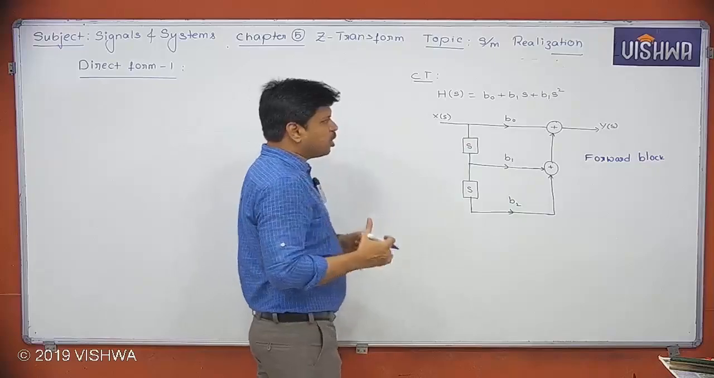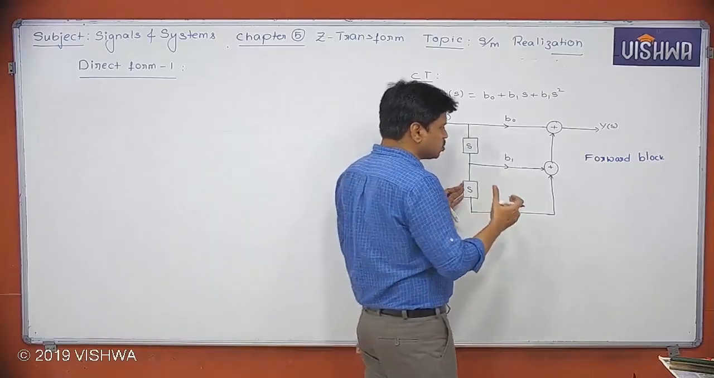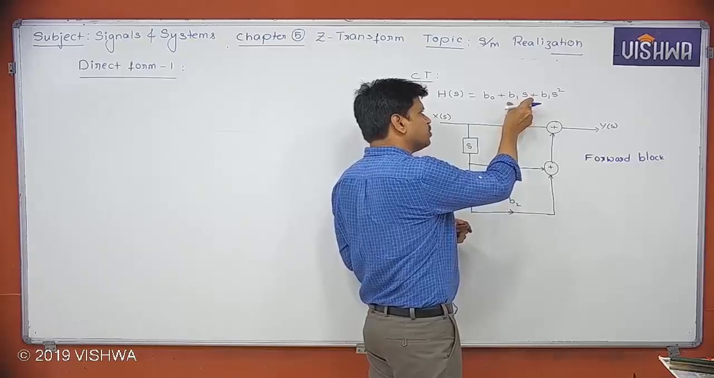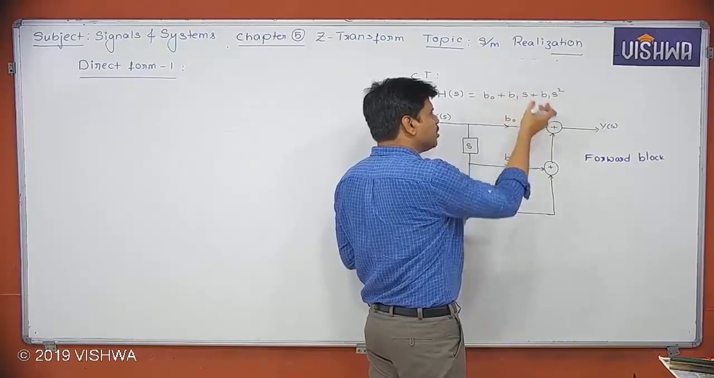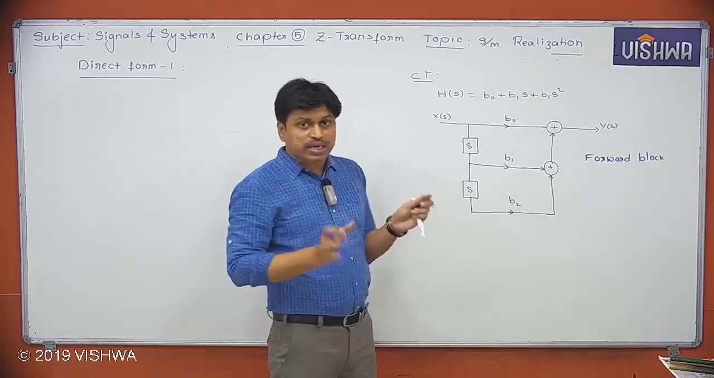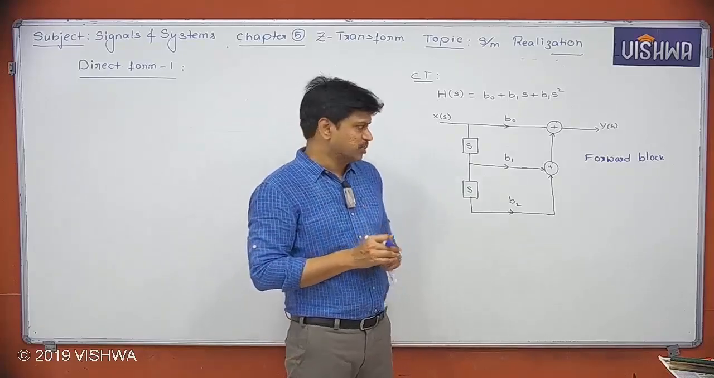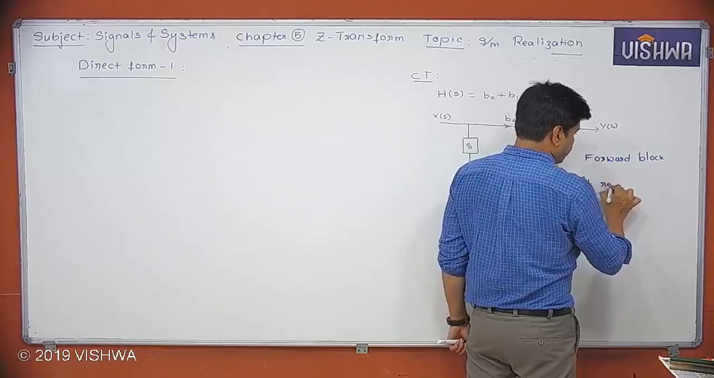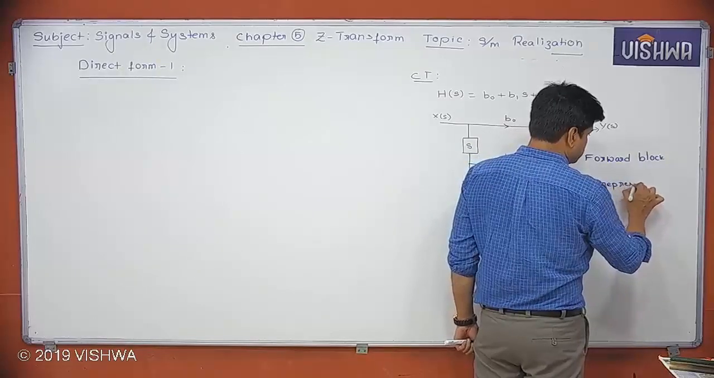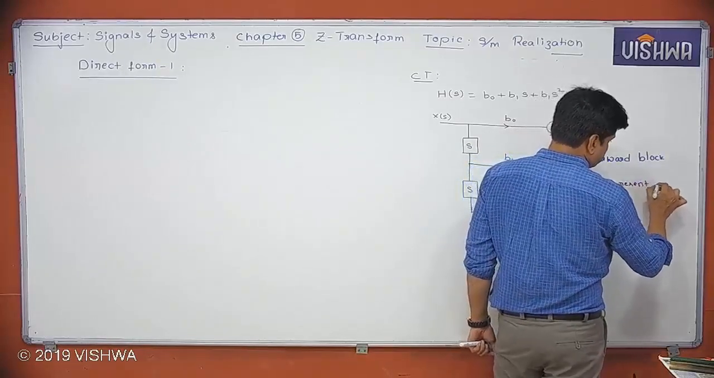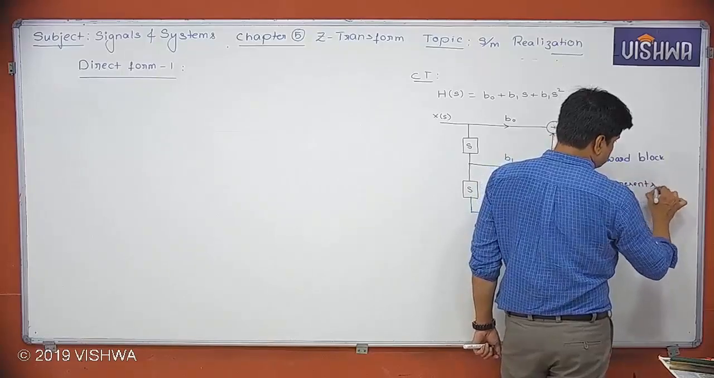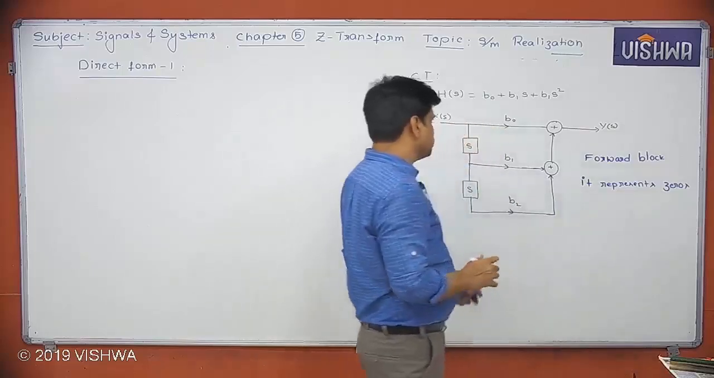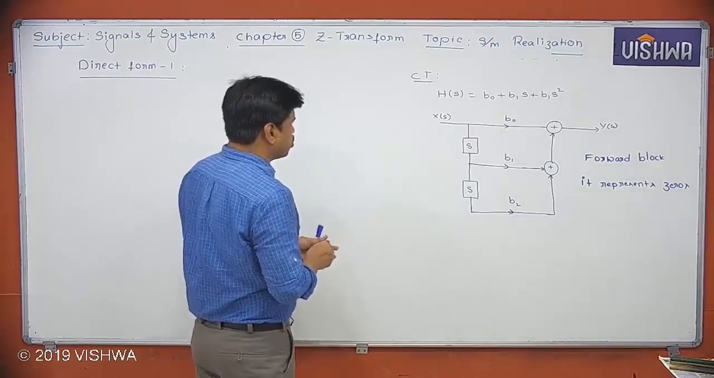Why is the forward block used? The forward block is used to create a transfer function in this form. If you equate it to 0, this will become 0. That means the forward block represents zeros. Sometimes it is called the zeros block.